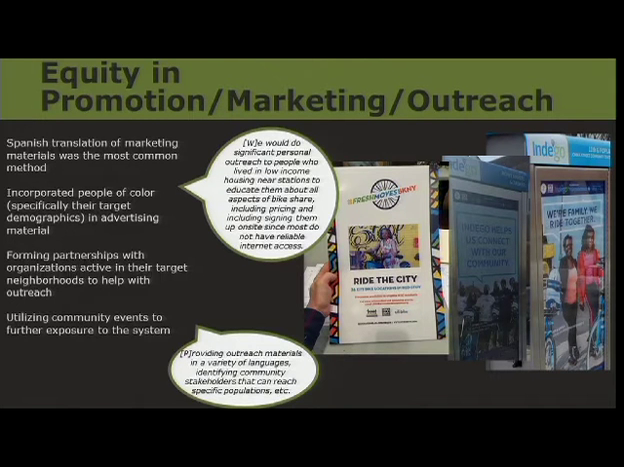So, having Spanish translation of their marketing materials to attract Latino populations to their systems, and having people of color in the marketing and advertising, not just in the neighborhoods they wanted to target, but system-wide. And forming partnerships with nonprofits and community advocates to utilize their networks to help reach those populations that they've normally not been able to reach.